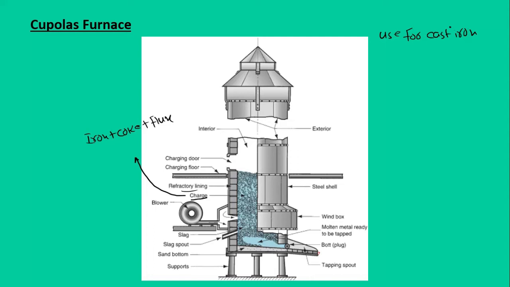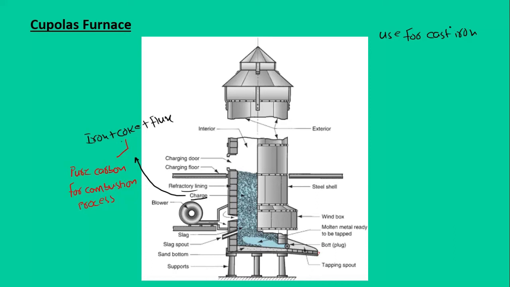Basically, charge is whatever we feed into the furnace for melting the material. So it has the iron, which is the primary material which we are melting here. It has coke. Coke is a fuel used to heat the furnace. It's a pure form of carbon, which is used to support the combustion process.